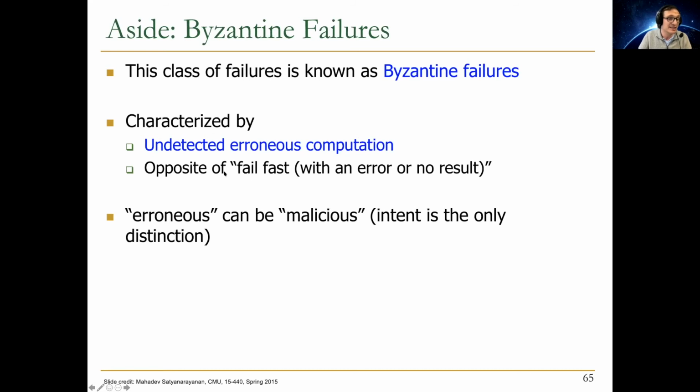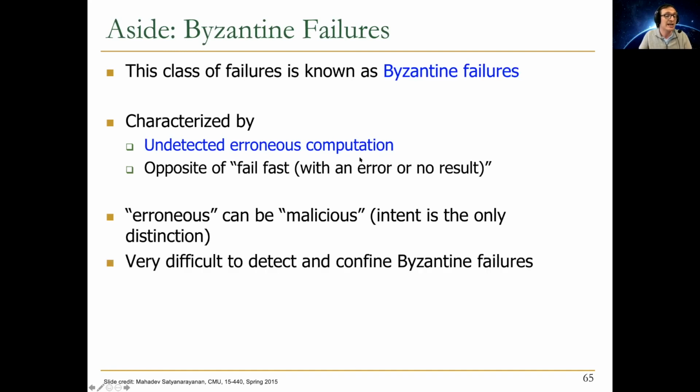Clearly, you get undetected bit flips, and erroneous results can be used for malicious intent. Intent is the only distinction, basically. So it could be a reliability problem, it could be a safety problem, and it could be a security problem, because somebody malicious can take advantage of that bit flip. And it turns out it's very difficult to detect and confine Byzantine failures. Do all you can to avoid them.